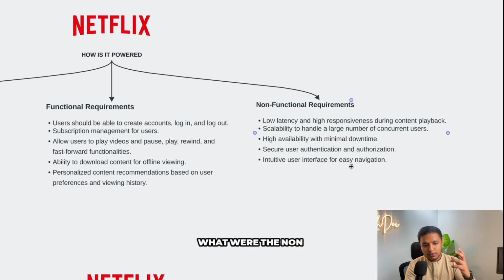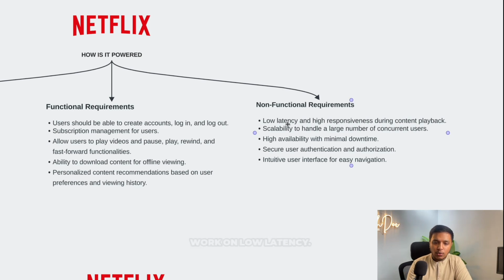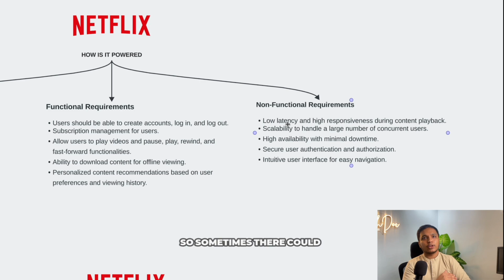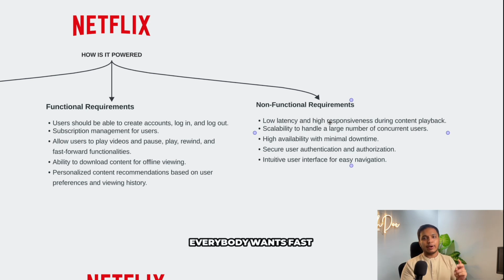Now, what were the non-functional requirements that were not from the customer endpoint but from the scaling endpoint? They had to work on low latency. Sometimes there could be low networks, and there are various devices that are running, so these things could happen. High responsiveness during content playback. Whenever you are playing content, nobody wants to wait. Everybody wants fast streaming. How to do that?